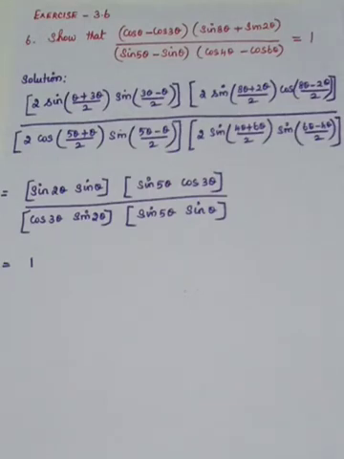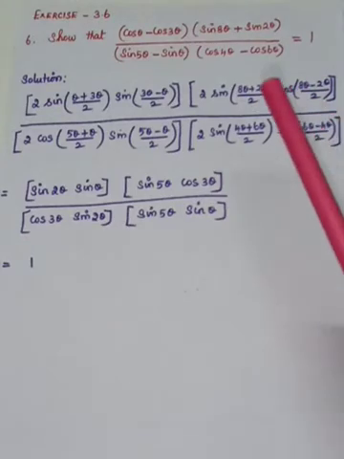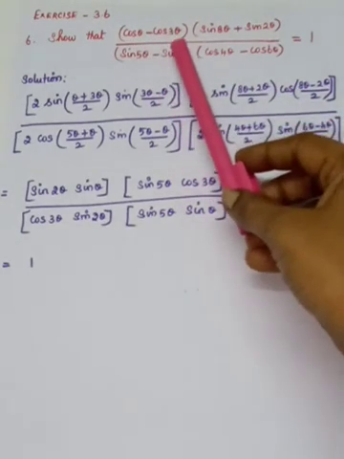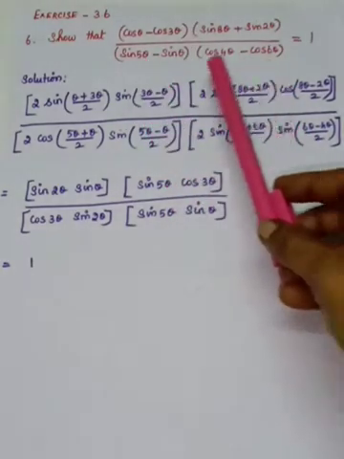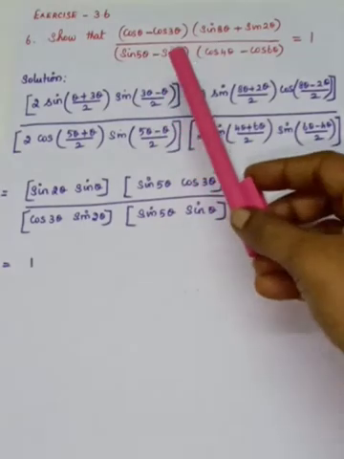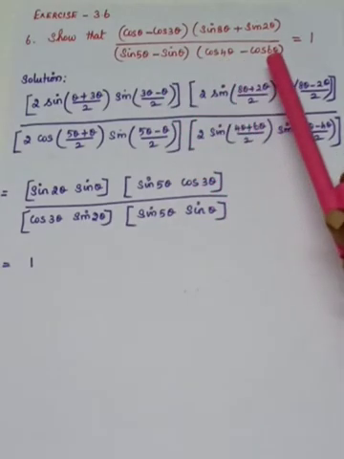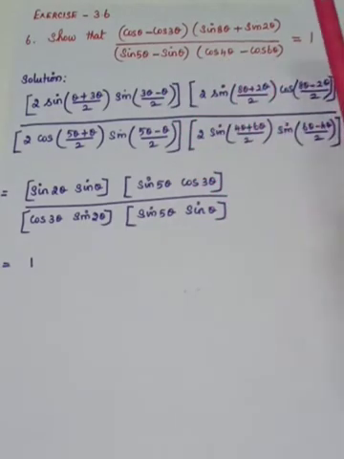Good morning, students. Exercise 3.6, sixth problem. Show that (cos theta minus cos 3 theta) into (sin 8 theta plus sin 2 theta) divided by (sin 5 theta minus sin theta) into (cos 4 theta minus cos 6 theta) is equal to 1.